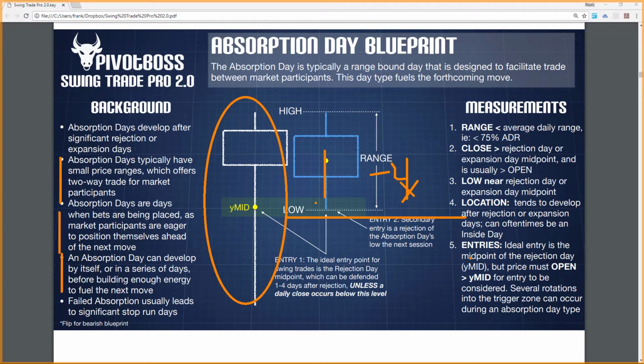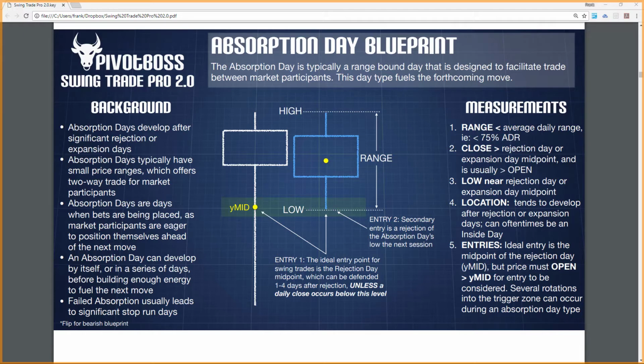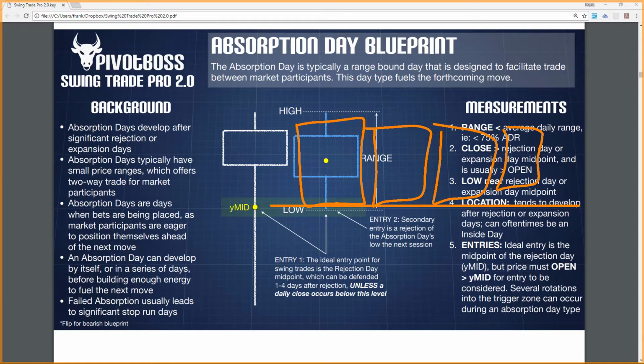Or it may take much longer and your money could be used otherwise, right, in a different opportunity that is moving. So in this case, 1 to 4 days is about the max that we'll look for absorption. And additionally, failed absorption usually leads to significant stop run days. So again, if you have day 1, day 2, day 3, day 4, and you still haven't gone higher, then any move through the absorption zone will likely trigger a significant failed absorption, and you can have a major stop run to the downside, which actually happens to be one of our trade sequences that we will discuss later on.